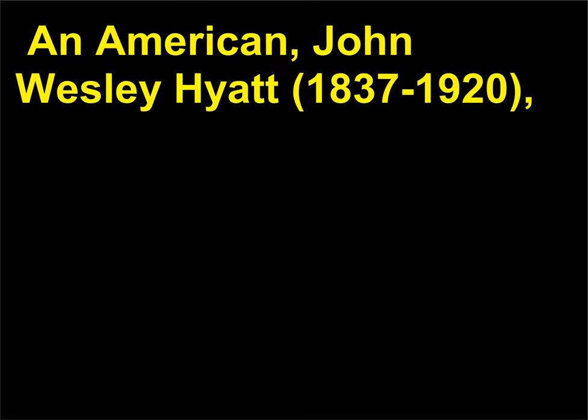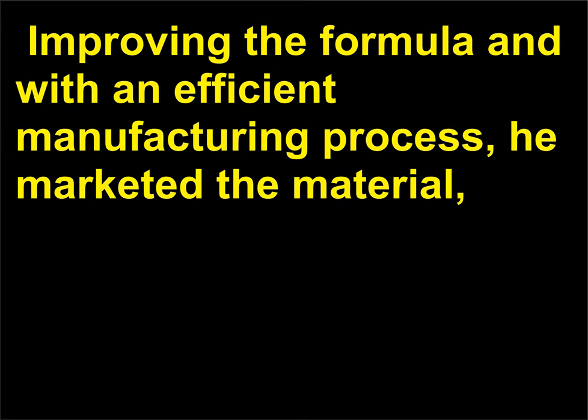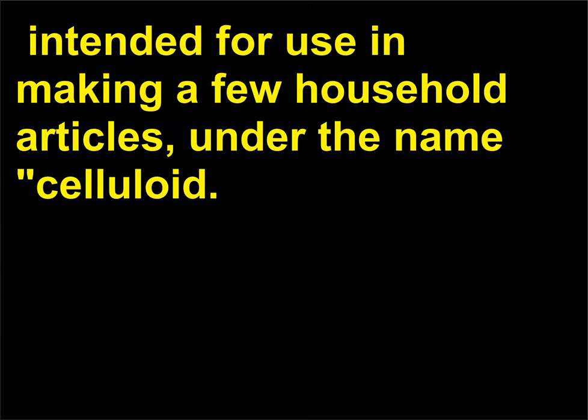An American, John Wesley Hyatt, 1837-1920, acquired the patent in 1868 with the idea of producing artificial ivory for billiard balls. Improving the formula and with an efficient manufacturing process, he marketed the material, intended for use in making a few household articles, under the name celluloid.